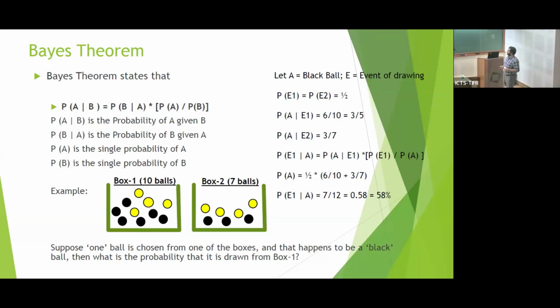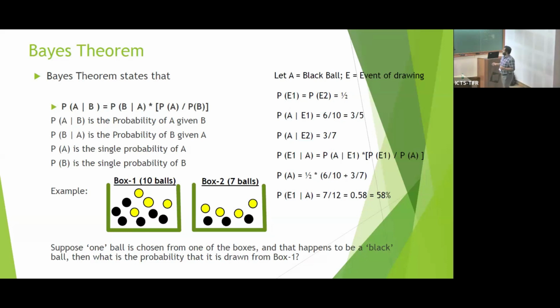Okay, so let us familiarize with this particular example. Suppose A is the black ball and E is the event of drawing. Then the probability of E1 and E2, that you draw from box 1 or 2, is half, because you could draw from either of these boxes and we don't know which. So the probability of the event must be 0.5, and the probability of A given E1 should be equal to 6 by 10, because there are 6 black balls out of a total of 10 balls. So the probability of drawing a black ball from box 1 must be 6 by 10. Similarly, the probability of a black ball drawn from box 2 must be 3 by 7.